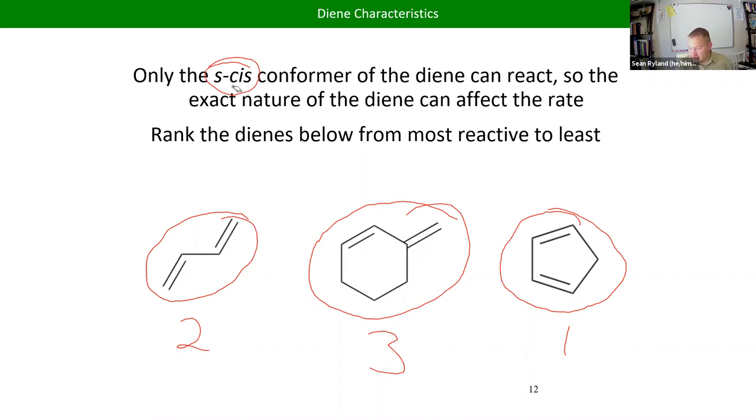In order to get the middle molecule to react in a Diels-Alder reaction, you have to break sigma bonds and rotate things around in order to get it into that S cis shape. So the molecule that spends the most time in the S cis conformation is the one that's locked into the S cis conformation. The one that's locked into the S trans is going to be the least reactive. Right, it basically won't react at all in a Diels-Alder reaction.